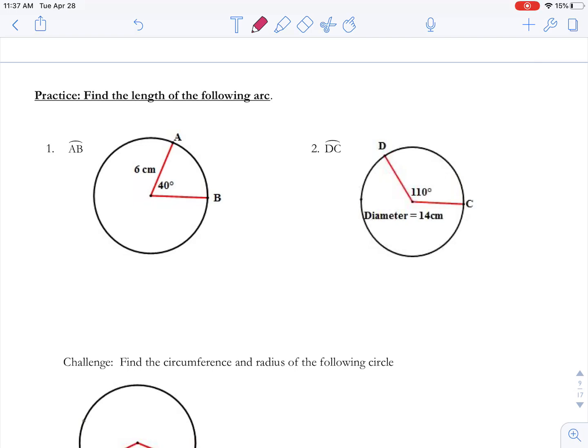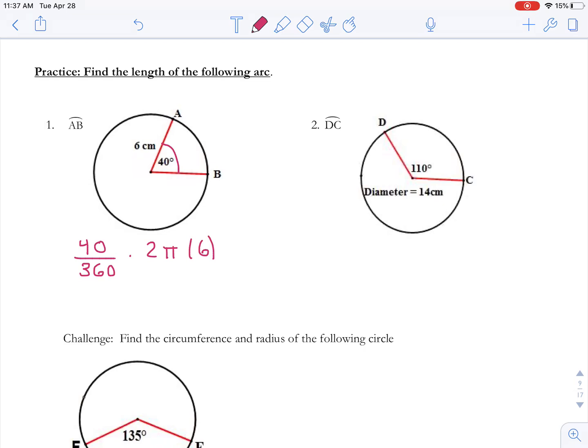So practice, find the length of the following arcs. So again, it's going to be the measure of the arc, 40 degrees, so 40 over 360, times the circumference, which again is 2 pi r, and in this case r is 6. Okay, so that's 12 pi times 40 over 360. That simplifies to 4/3 pi. And in this case, we're talking about centimeters.